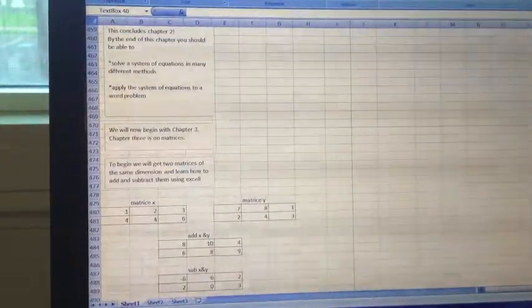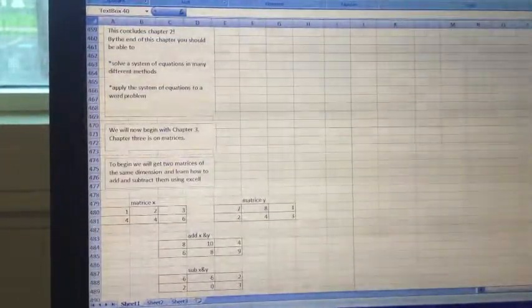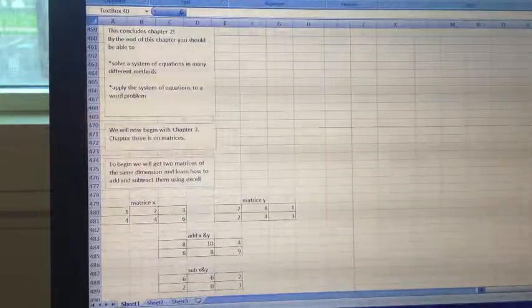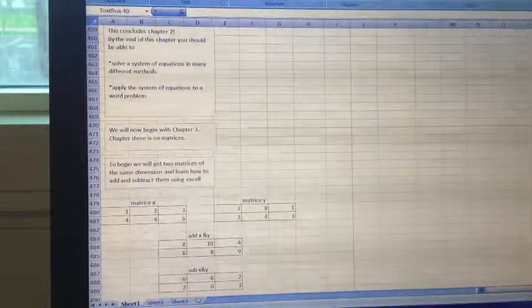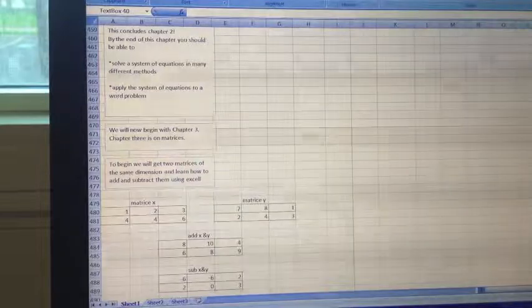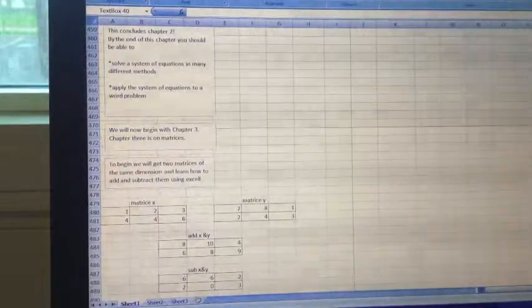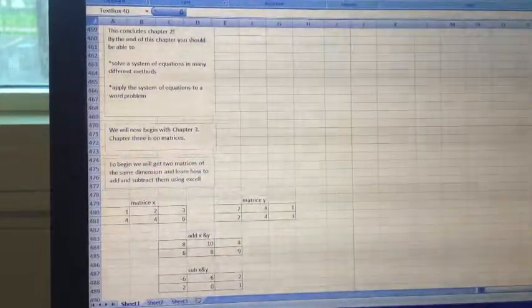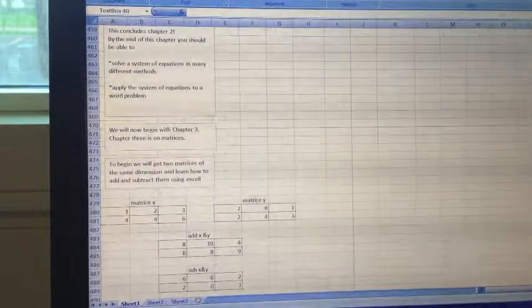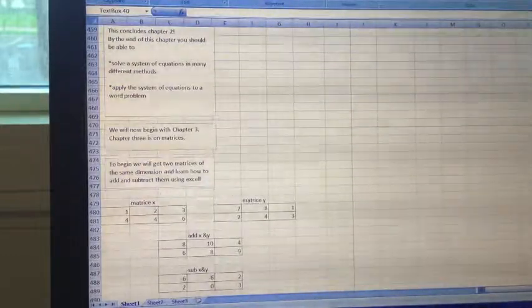Okay, so this concludes Chapter 2. By the end of this chapter, you should be able to solve a system of equations in many different methods that we discussed. We discussed 4 of them. And you should also be able to apply the system of equations to word problems like we solved.